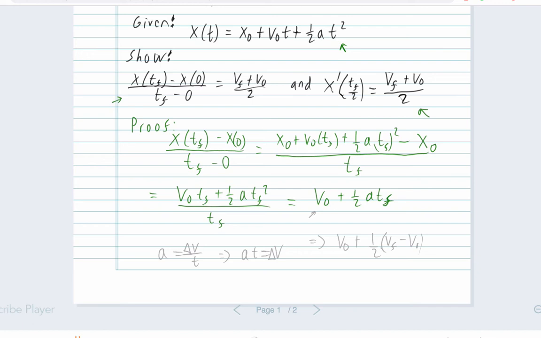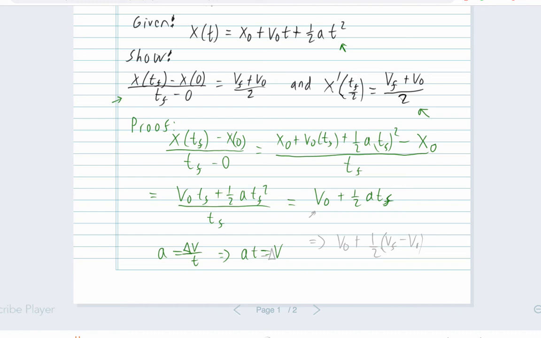So there we go. That's what it simplifies down to. Now we can do a little bit of simplification. Since we know that a equals v over t, we can also say that a times t equals v.